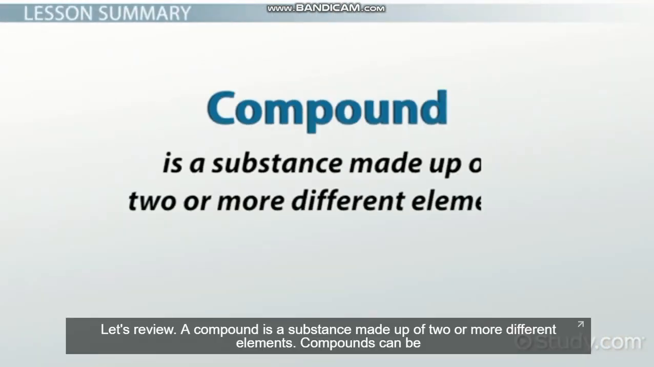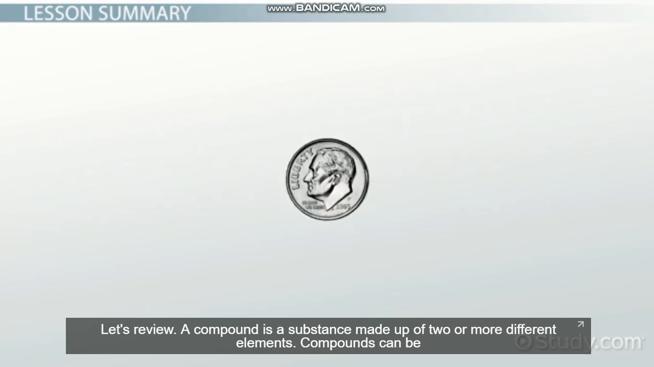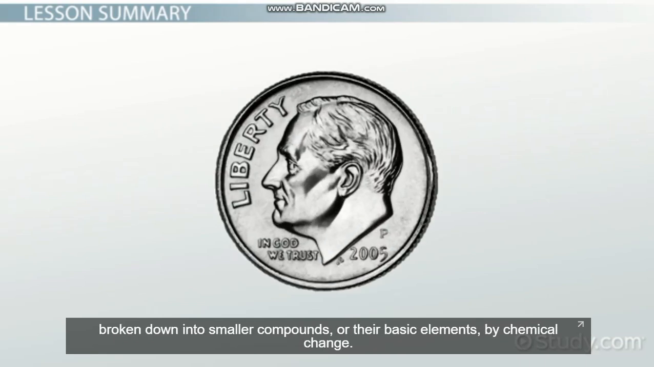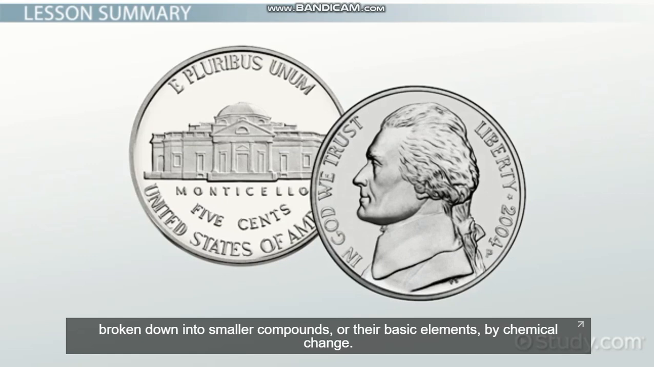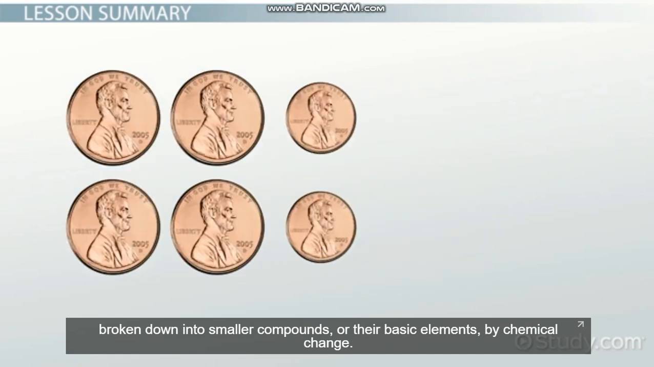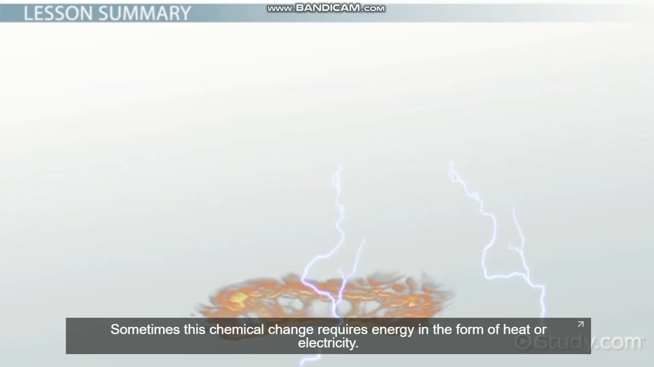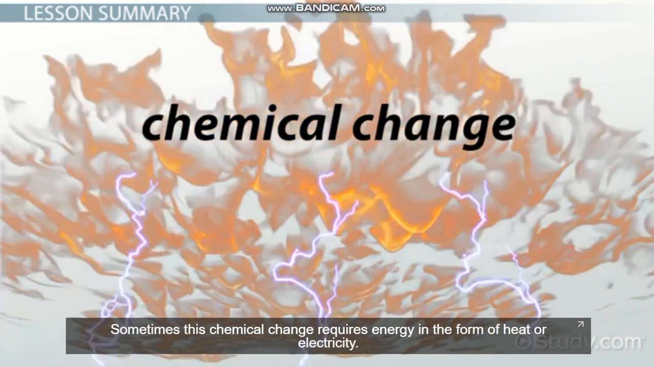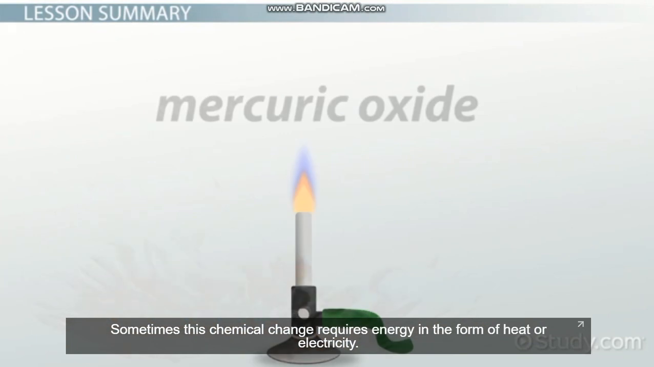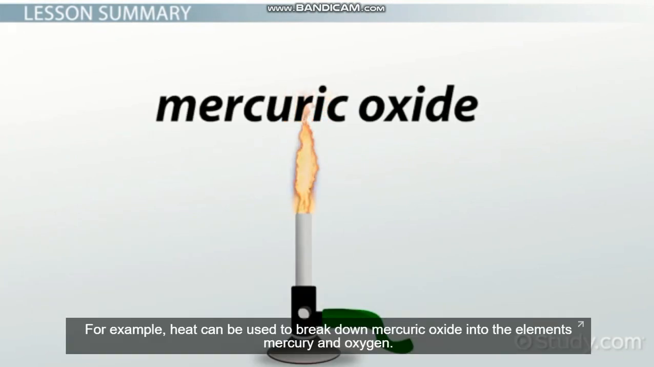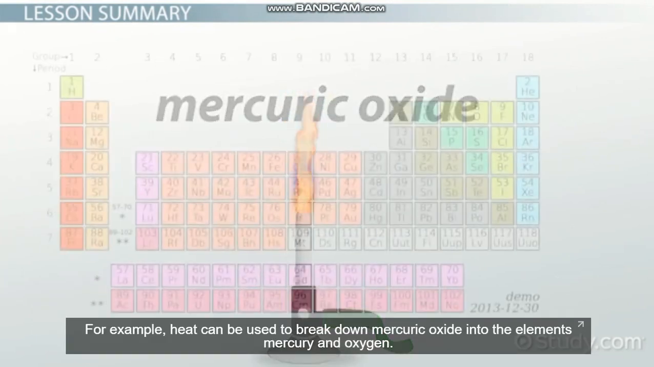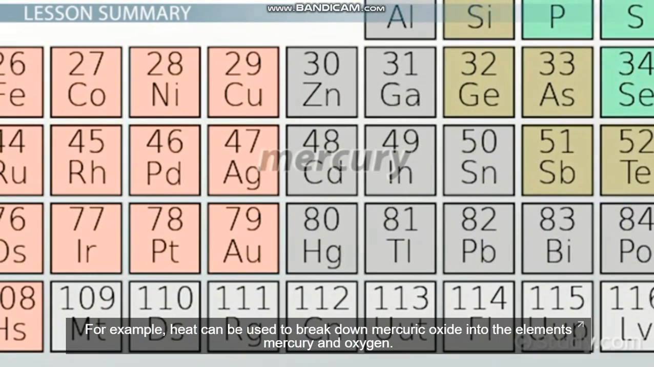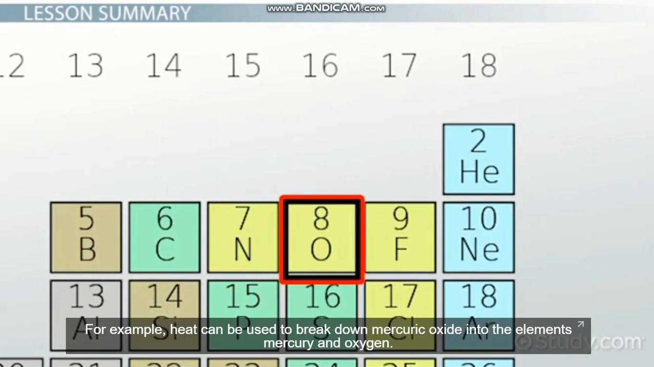Let's review. A compound is a substance made up of 2 or more different elements. Compounds can be broken down into smaller compounds or their basic elements by chemical change. Sometimes this chemical change requires energy in the form of heat or electricity. For example, heat can be used to break down mercuric oxide into the elements mercury and oxygen.